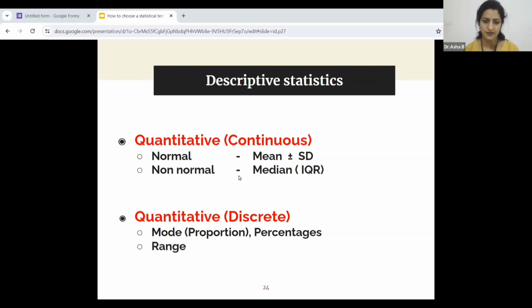When the data is continuous in nature and it is normally distributed, then it should be presented in terms of mean and standard deviation. Similarly, if the data is non-normally distributed, then we have to present it in terms of median and interquartile range. If the data is discrete in nature, we go for mode, which is nothing but the proportion. And along with that, to see the dispersion, we usually add a range to it.